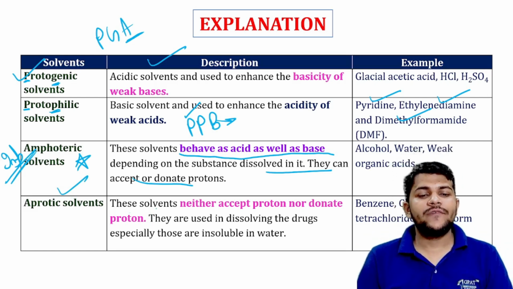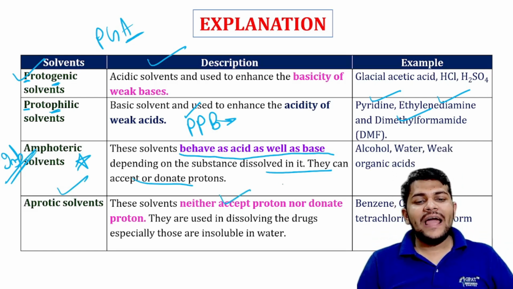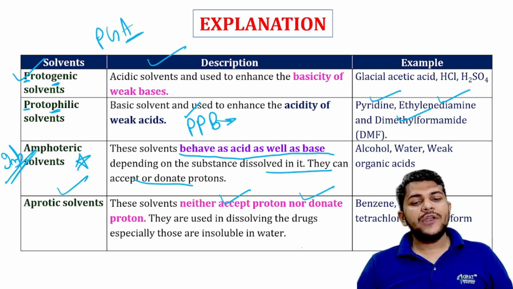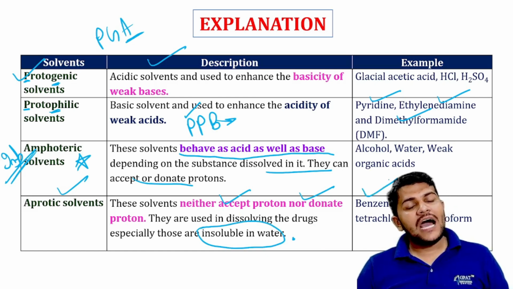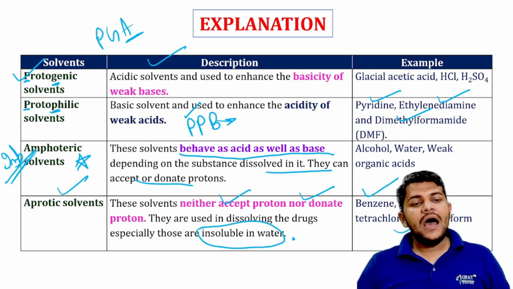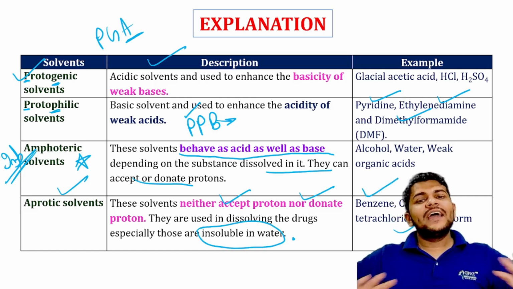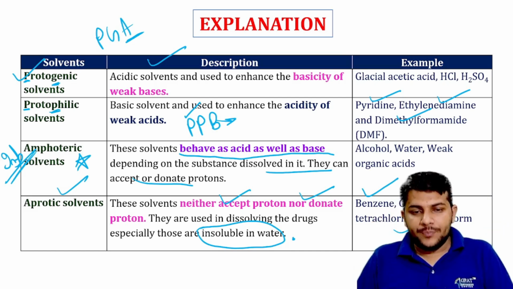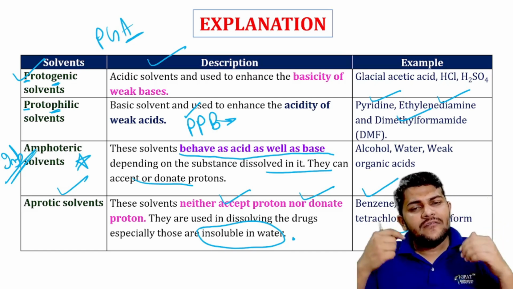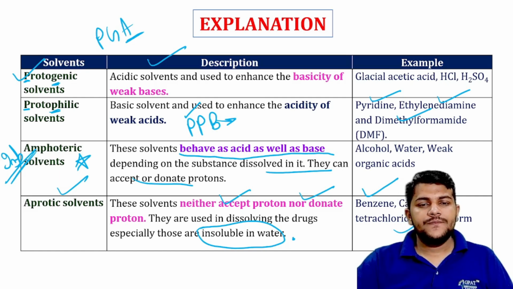So aprotic solvents are the solvents that neither accept the proton nor donate the proton, or we can say these are used in dissolving the drugs that are especially insoluble in water. Examples are benzene, carbon tetrachloride, and chloroform. These are aprotic solvents that do not accept or donate protons, and these are basically insoluble in water.